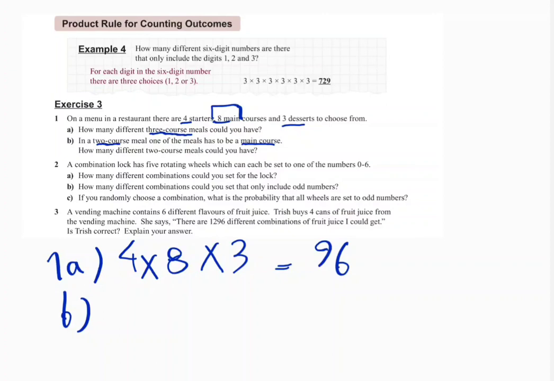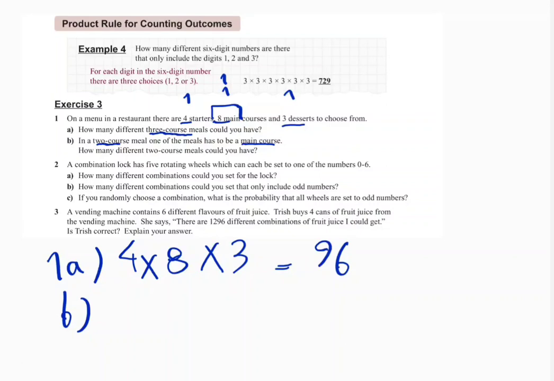So we can possibly have two combinations. One is having a starter and a main course meal, and the other is a main course meal with a dessert. The reason I chose the main course in both of those is that the question says that one of them has to be from the main course. So it's either main with a starter or main with a dessert.